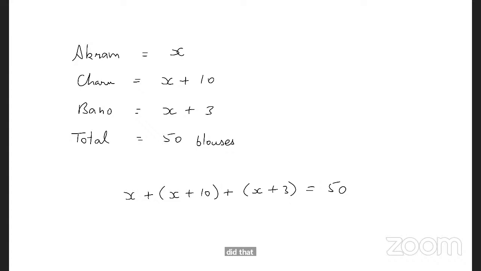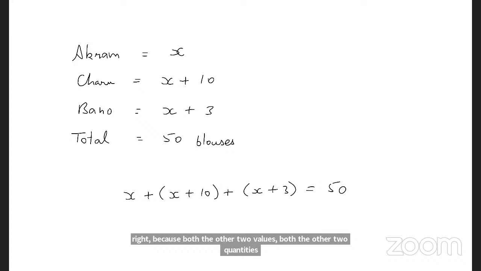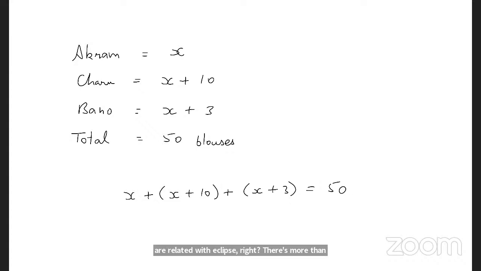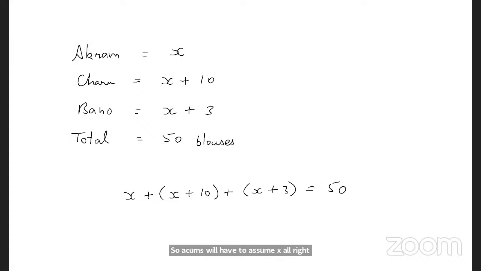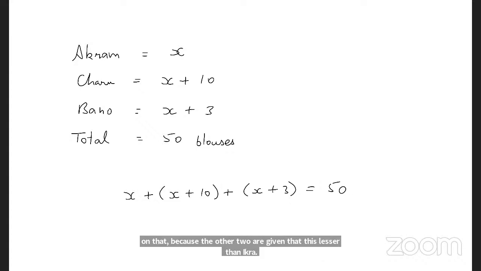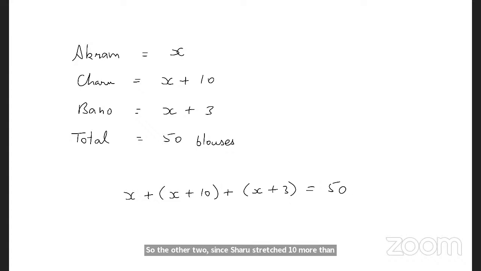Akram's number of blouses that he stitched was X. That we assumed, because the other two quantities are both related to Akram's. This more than Akram, this more than Akram. So Akram's we'll have to assume X. Since Sharu stitched 10 more than Akram, it is X plus 10. 10 more means in Akram's we'll add 10.